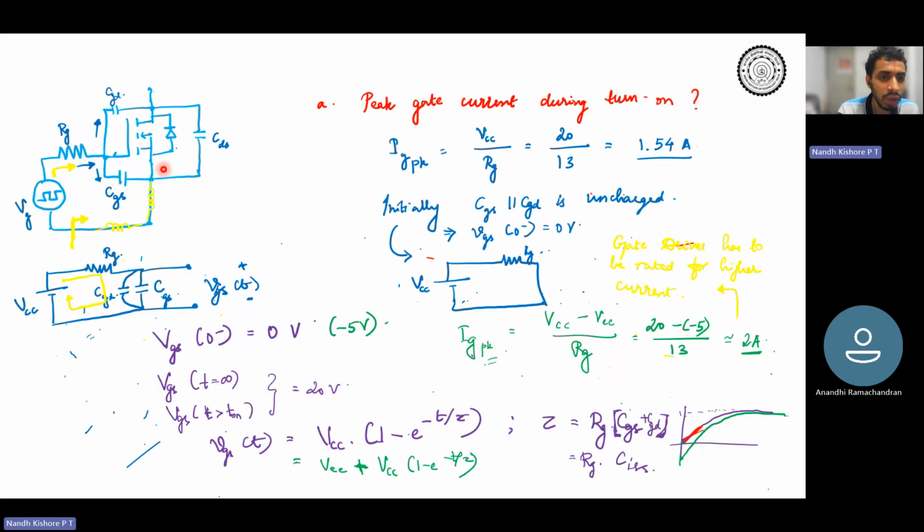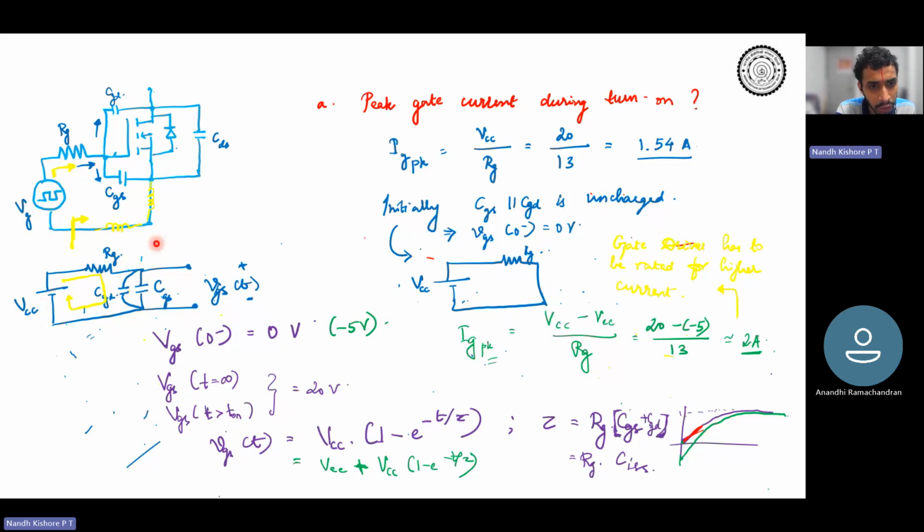During this particular transition, there is no change of drain source voltage. Your VDS remains at VDC, so there is no dV by dt across your drain source, and the device also doesn't conduct. So I will approximate CGD to be in parallel with CGS. That is why we wrote that this is a simple RC circuit.